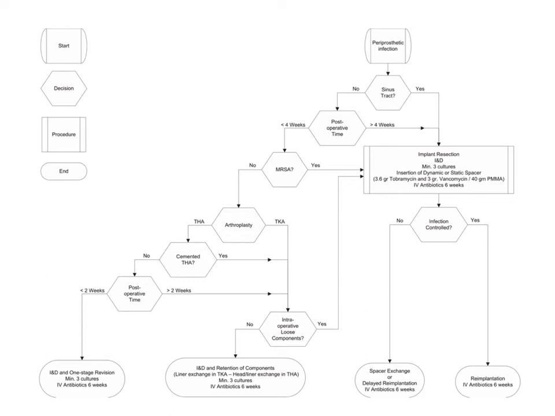So these are the cases in which you will have to judge whether it is a loose component or a stable component. If it is a loose component, they go for a two-stage exchange, whereas if it is a stable component, they can have a head and liner exchange. Similarly, if it is an uncemented one, which is less than 2 weeks, I and D with IV antibiotics for 6 weeks is recommended.